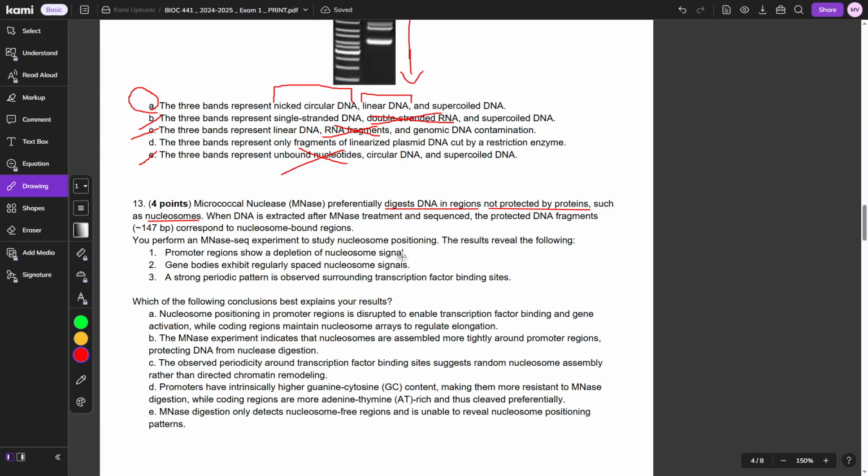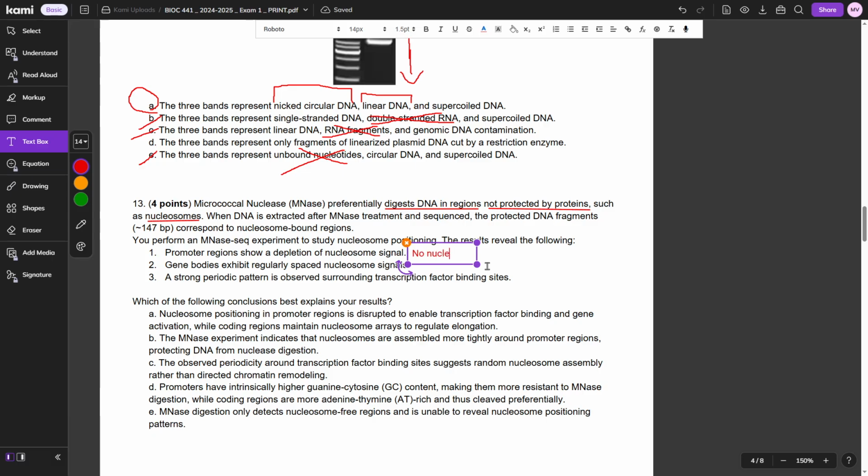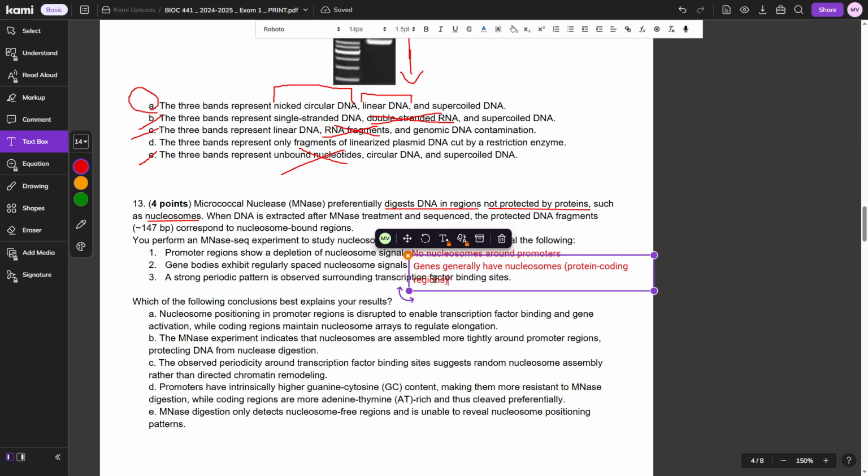Promoter regions show a depletion of nucleosome signal. So there's no nucleosomes around these signals. I'm going to write that down: no nucleosome around promoters. It's good to know. Okay. Gene bodies exhibit regularly spaced nucleosome signals. So that means that genes generally have nucleosomes. Gene bodies means protein coding regions, basically.